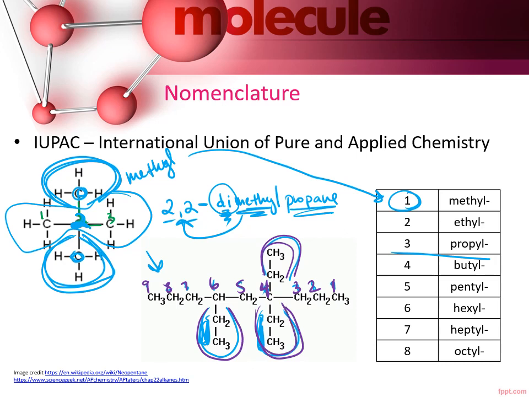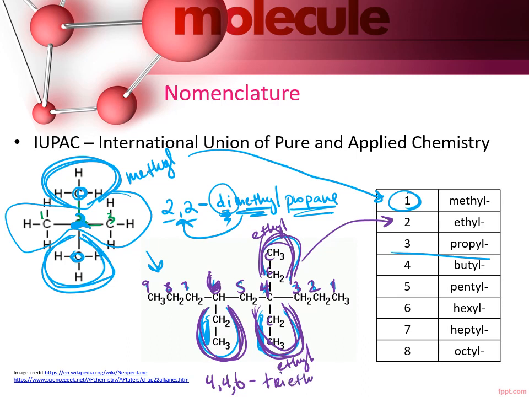How am I going to name this guy? So I have 2 groups that each have 2 carbons. So I'm going to call these guys ethyl groups. 2 carbons makes this an ethyl group. 2 carbons makes this an ethyl group. So I have 4,4-diethyl. But wait, I also have an ethyl group on carbon number 6. So I'm going to call it 4,4,6, dash, how many ethyl groups altogether? 1, 2, 3, triethyl. And then my longest chain was 9 carbons long. 9 is nonane. 4,4,6-triethylnonane is the name of this crazy guy.